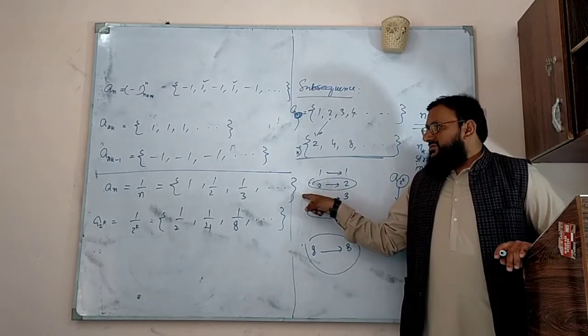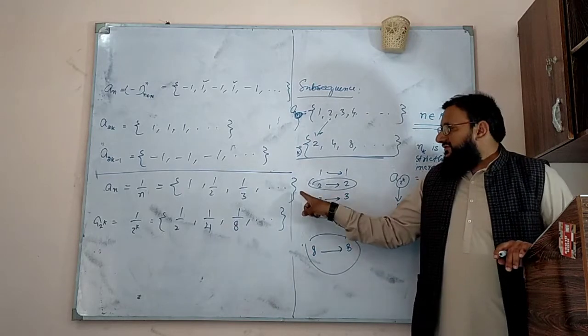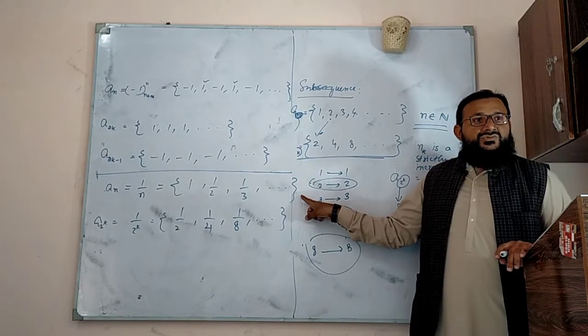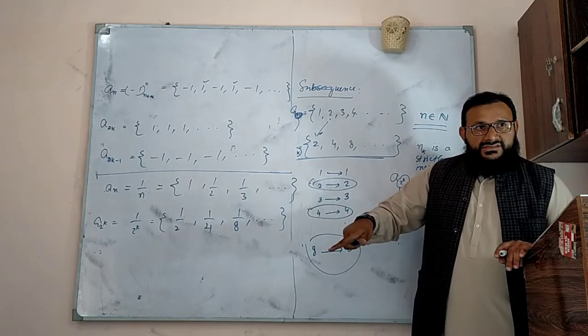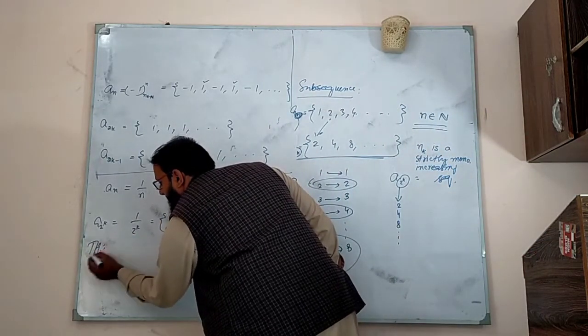Zero, convergent. If you take any other subsequence, so if a sequence is convergent to some limit a, then all these subsequences will converge to the same limit a. Yes, that's the result. So we can call it a theorem.